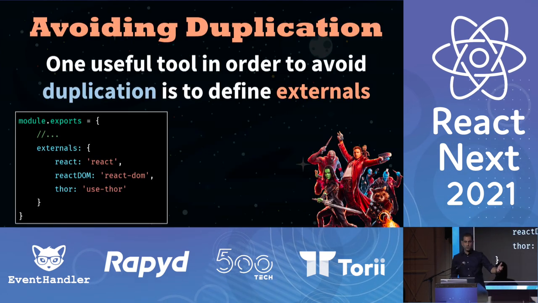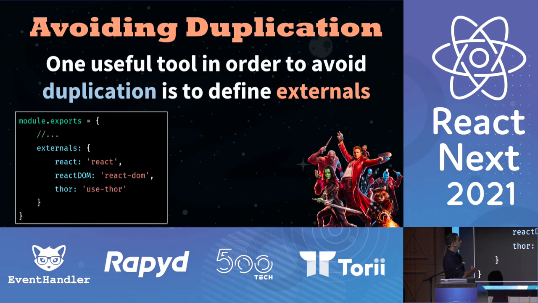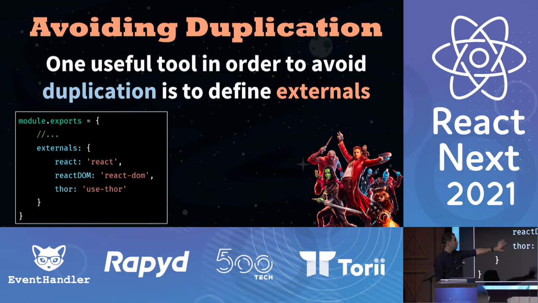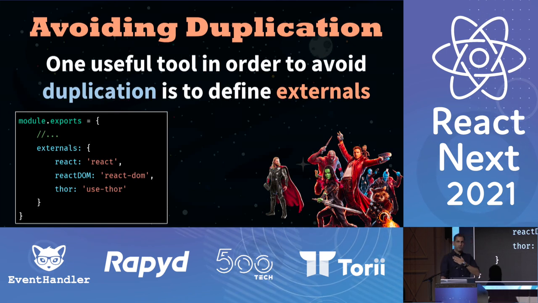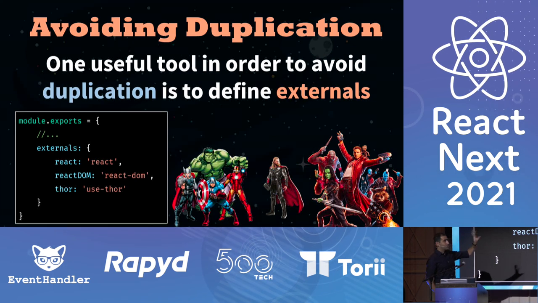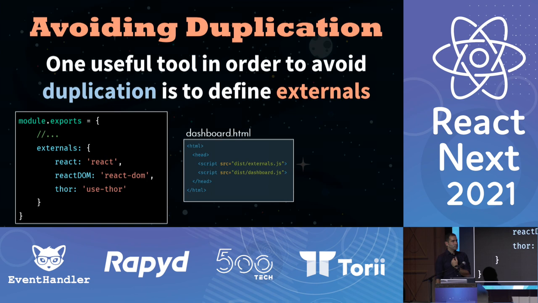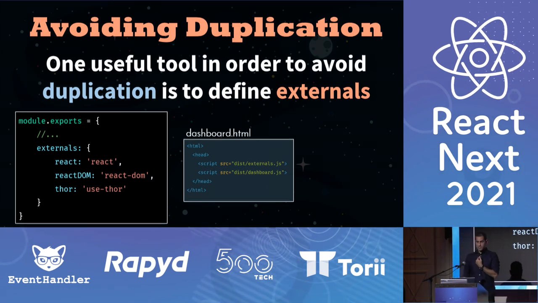So one tool in order to avoid that is just to define externals, right? We can tell Webpack, hey, don't bundle Thor in any of the bundles. We'll provide Thor. So just bundle the rest, and we'll provide Thor. But it's our responsibility to provide the externals.